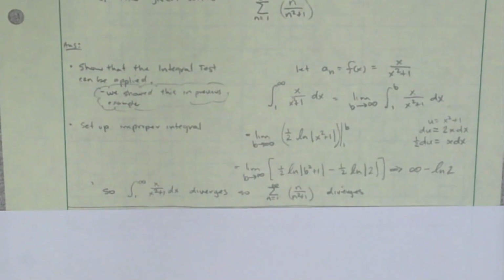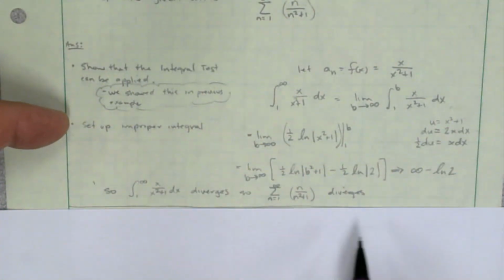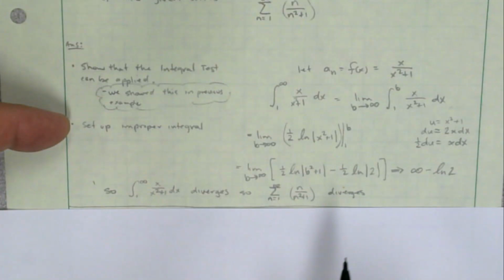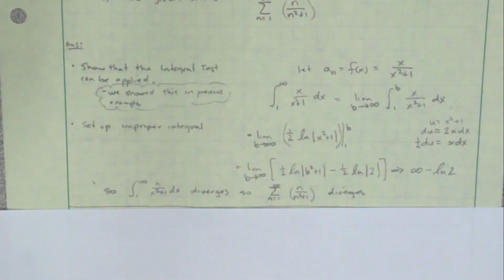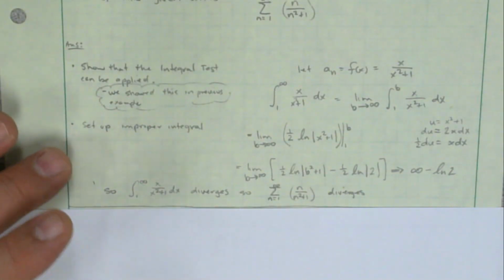Here's the problem and all the little side notes I did. So show that the integral test can be applied. We showed this in a previous example. Set up the improper integral, which is what we did, and then we worked all this out. Okay? So take a pause here and copy that down. And then I have one more example I want to look at.